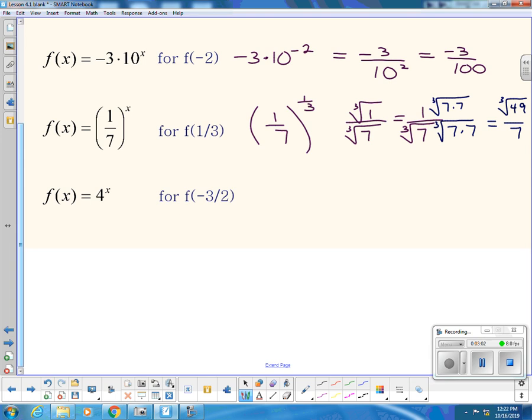All right, last one. 4 raised to the negative 3 over 2. So I have a negative exponent. I write the reciprocal of the base, and the exponent changes to positive. With me?